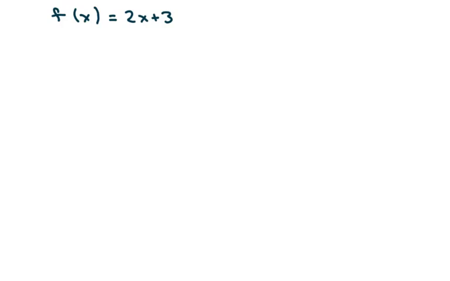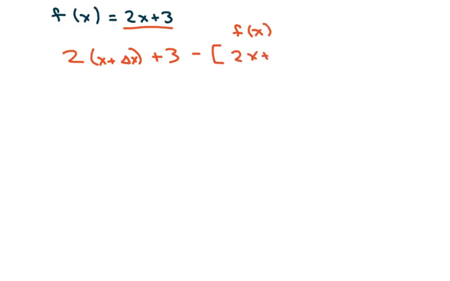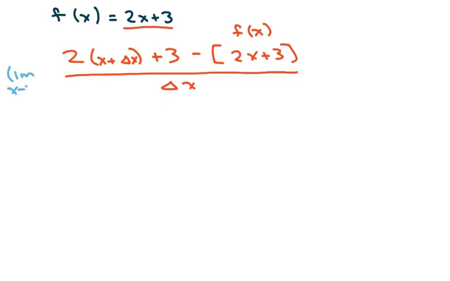So what we're going to do first is plug in f of x plus delta x. So I'm going to write this down. Input x plus delta x, change in x basically. Then I'm going to subtract the whole function, which is minus f of x. And that's going to be 2x plus 3. And that's all over delta x. And then you merely, and this is the limit, as delta x approaches 0.